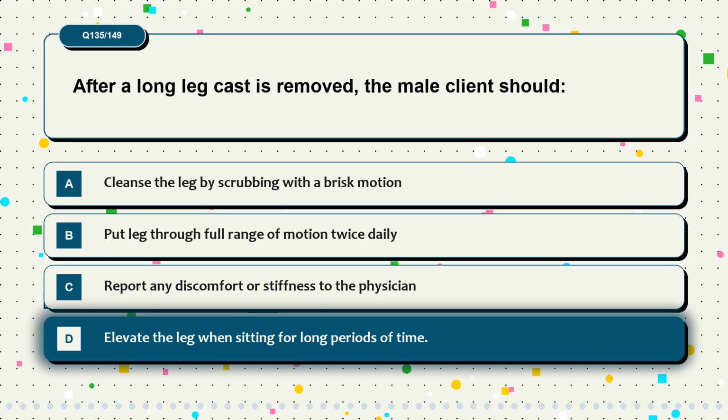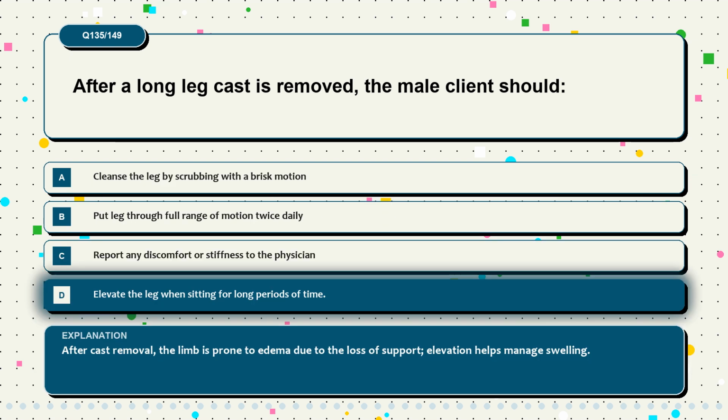The correct answer is option D. Elevate the leg when sitting for long periods of time. After cast removal, the limb is prone to edema due to the loss of support. Elevation helps manage swelling.